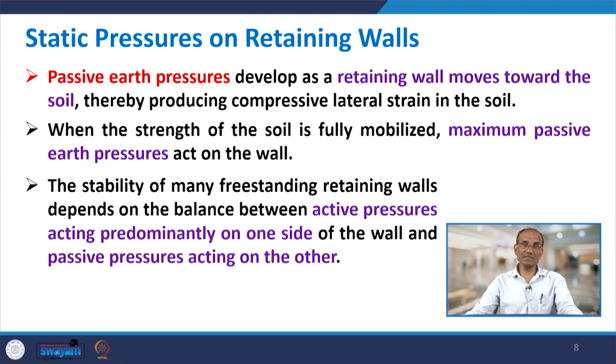When the strength of the soil is fully mobilized, in this case maximum passive earth pressure acts on the wall. In case of tensile stresses, only minimum stress is required, because the soil initially has some compressive, confining stresses, and when the tension starts, after minimum tension which is just crossing 0 value, your wall will fail.